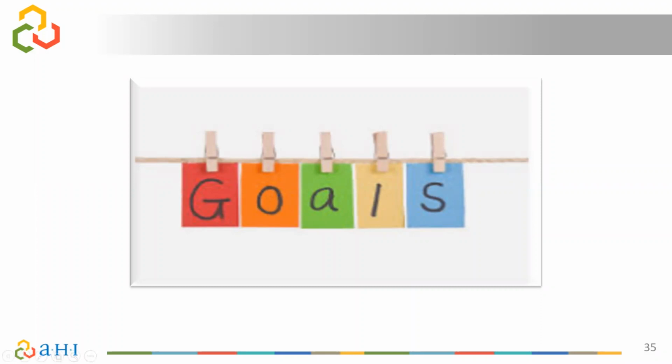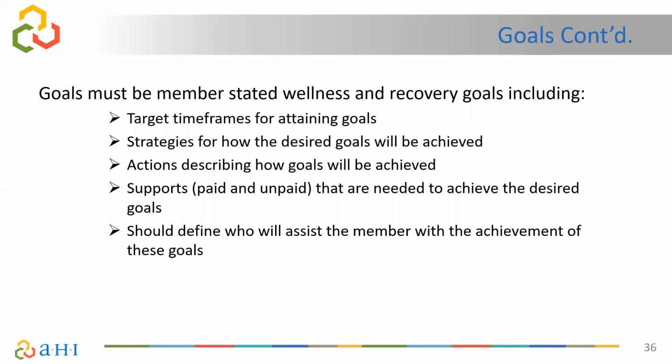Hello, in Module 4, we will be discussing goals for our plan of care. Goals must be member stated. They must be wellness and recovery goals, including targeted timeframes for attaining those goals, strategies for how the desired goals will be achieved, actions describing how goals will be achieved, supports both paid and unpaid, and how they are needed to achieve the desired goals. And they should define who will assist the member with the achievement of these goals.